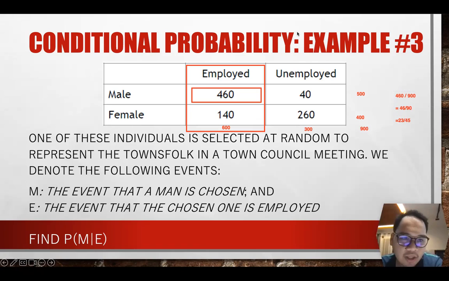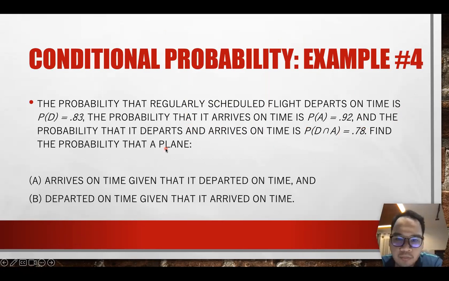I hope you learned something there. Let's now move forward to the next example. So we have example 4. The probability that a regularly scheduled flight departs on time, we call that D, is 83%. The probability that it arrives on time, probability of A, is 92%. And the probability that a certain plane departs and arrives on time, the probability of their intersection, is 78%. We are asked to find, letter A, the probability that a plane arrives on time given that it departed on time, and for B, that it departed on time given that it arrived on time.